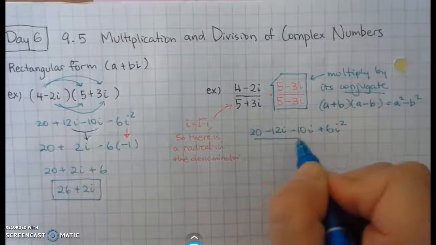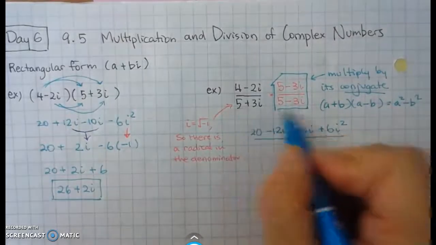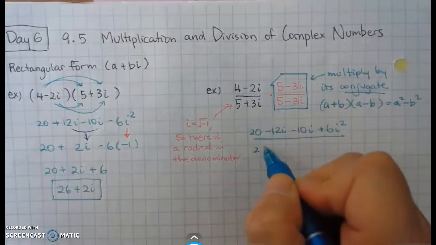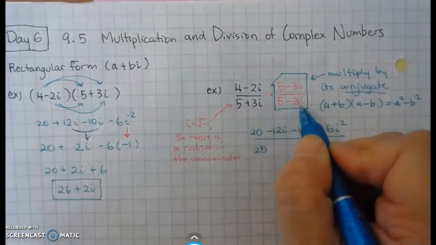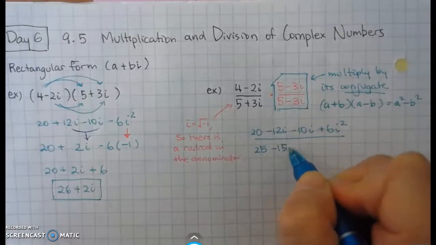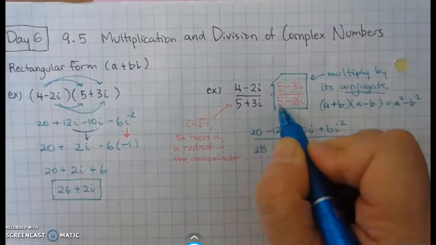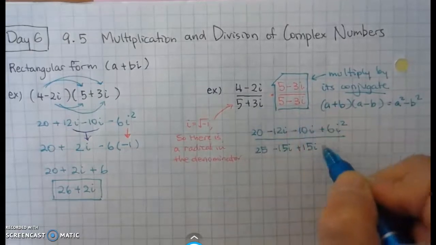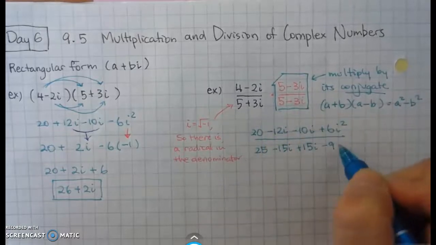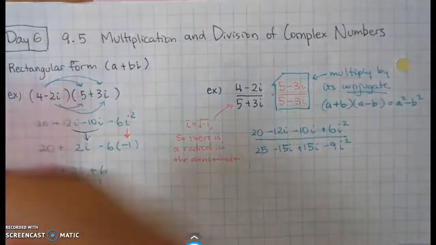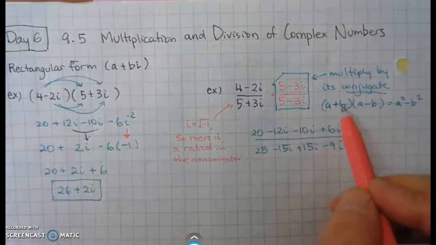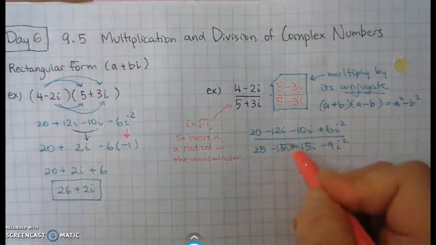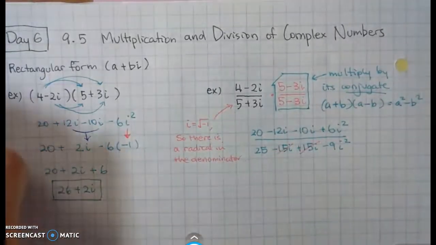That's on the numerator. Let's see what happens on the denominator if I was just to multiply it out as it is. 5 times 5 is 25. 5 times negative 3i is negative 15i. Positive 3i times 5 is positive 15i. And 3 times negative 3 is negative 9, and i times i is i squared. Okay, and notice what happens. This is what I mean by the middle terms canceling out with the difference of squares. This negative 15i and positive 15i cancel each other to add up to 0.